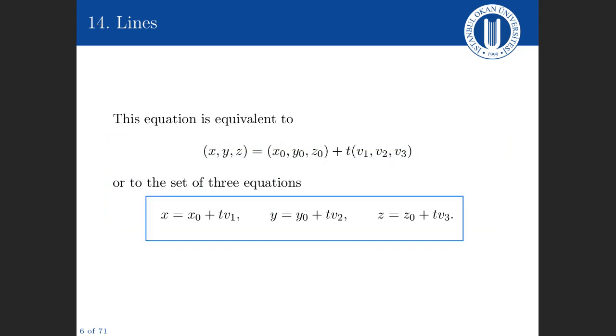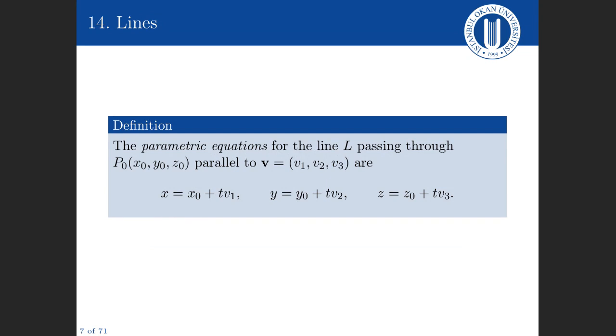More useful to us are parameterized equations. If X, Y, Z is a point on the line, then X, Y, and Z must satisfy X is equal to X0 plus tV1, Y is equal to Y0 plus tV2, Z is equal to Z0 plus tV3 for some number t. These equations are called the parametric equations for the line passing through the point P0 parallel to the vector V.